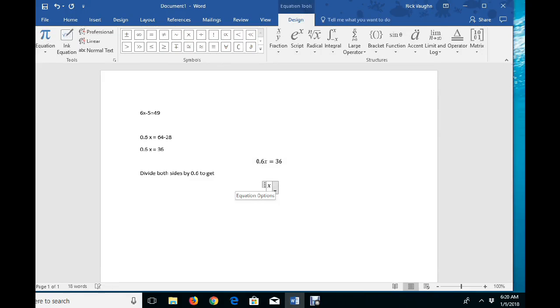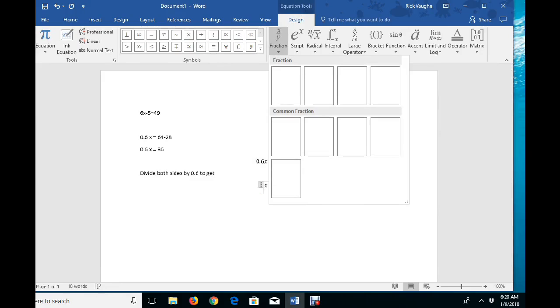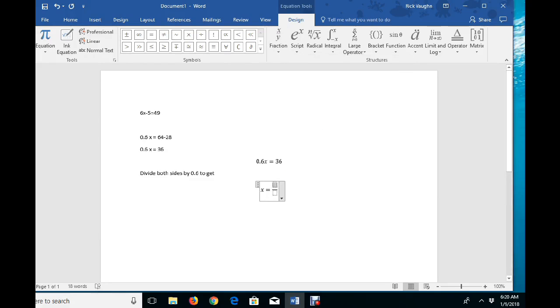So x is equal to, I can use the fraction tool and put my 36 in the top and my 0.6 on the bottom. You can use your calculator to actually do the division if you want or if you need to. And get the answer of 60.